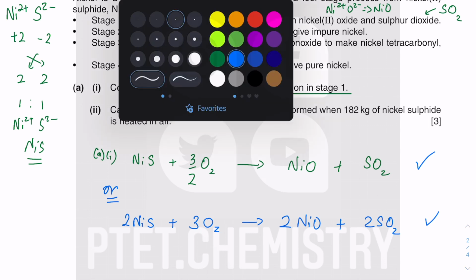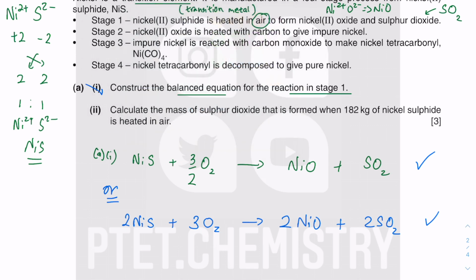Okay, so that is part A done. Well, 1 done. The next one is a calculation question. You want the mass of sulfur dioxide. As I mentioned previously, you have to have a balanced equation. Wrong balanced equation, you're going to do the wrong calculations. Okay, this is 182 kilogram.